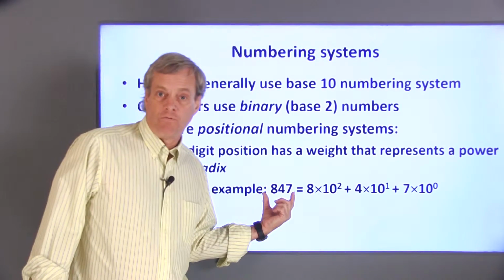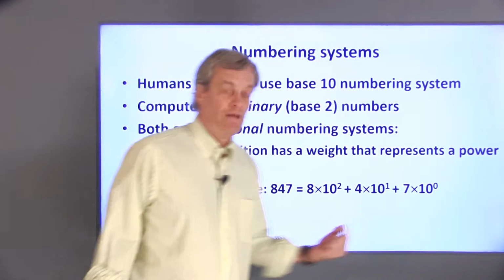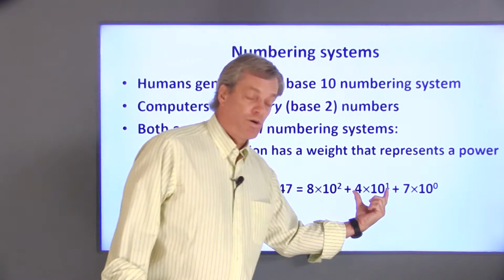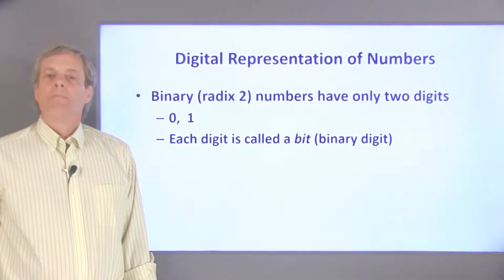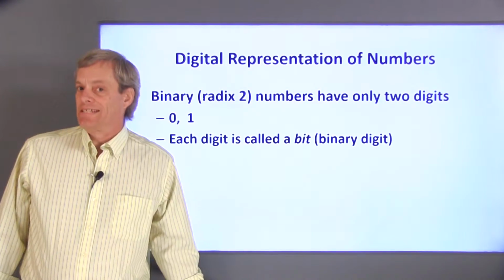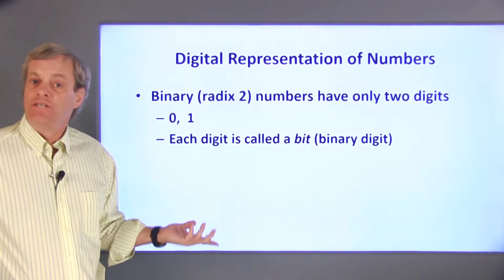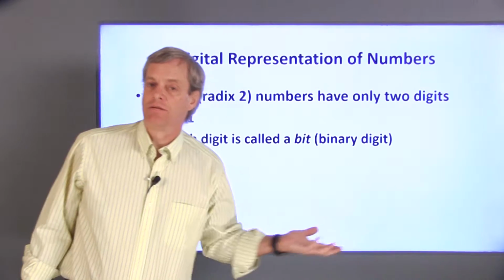The number 847 is interpreted as 7 times 10 to the 0th, since the last position in the number is the 0th position, plus 4 times 10 to the 1st, plus 8 times 10 squared. Binary numbers are interpreted in the same way, but they have only two digits, 0 and 1. Each digit, by the way, is called a bit, which is just short for binary digit.